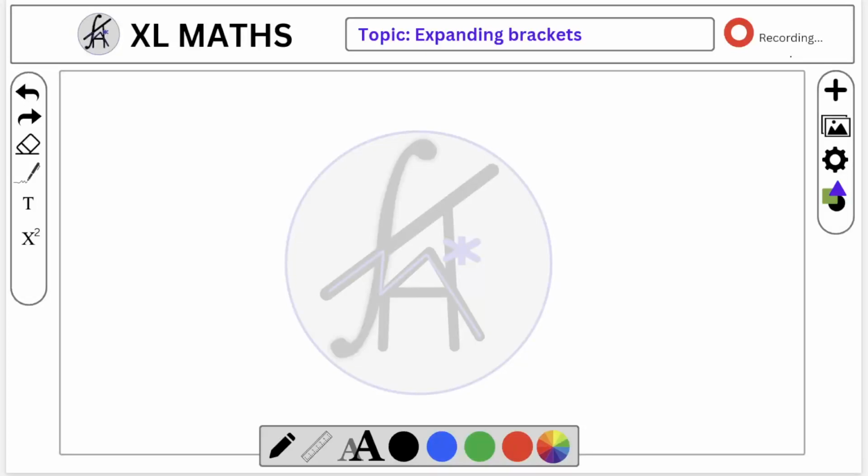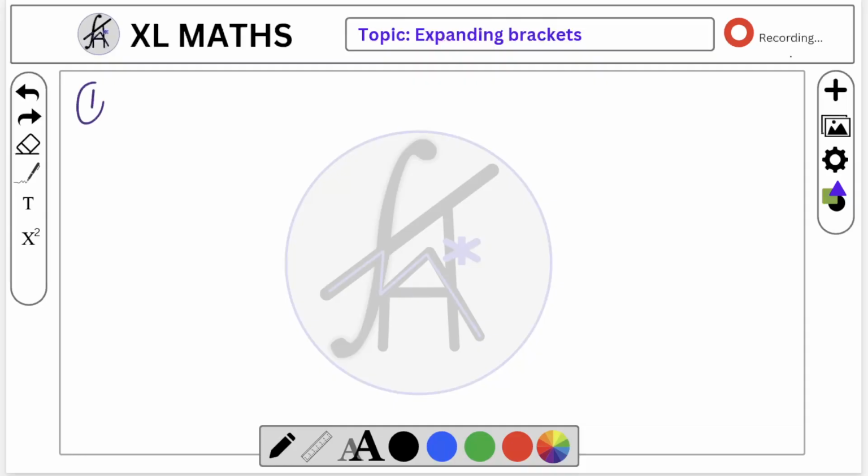Welcome to Excel Maths, and we're going to be talking about the topic that's expanding brackets. So let's talk about what different types of questions we get in here. This is the topic for foundation as well as higher. So the first type we get is where you have a number outside the bracket.